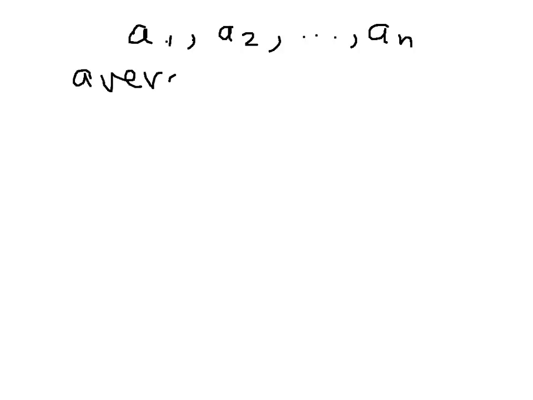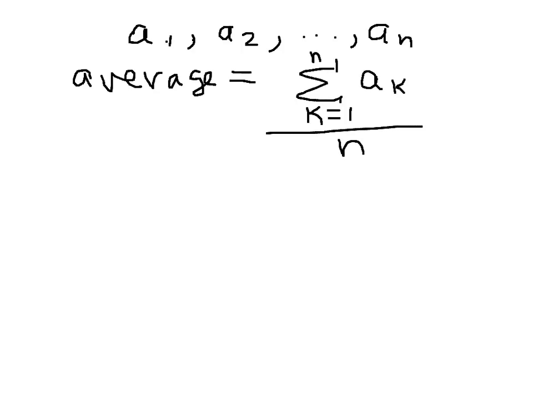We know that if we have, let's say, a set of n numbers, so we have a1, a2, all the way up to a sub n, the average of these finite numbers is simply the sum of all of them, as k goes from 1 to n, of a sub k, divided by the total number of them. So that's a feature that you have known pretty much all your life.